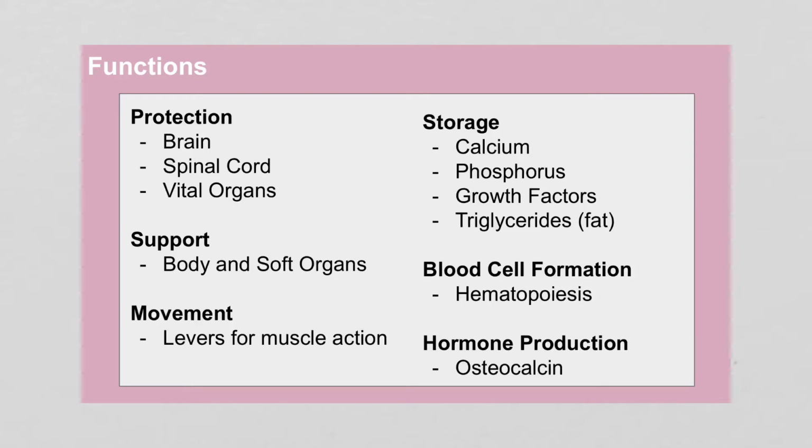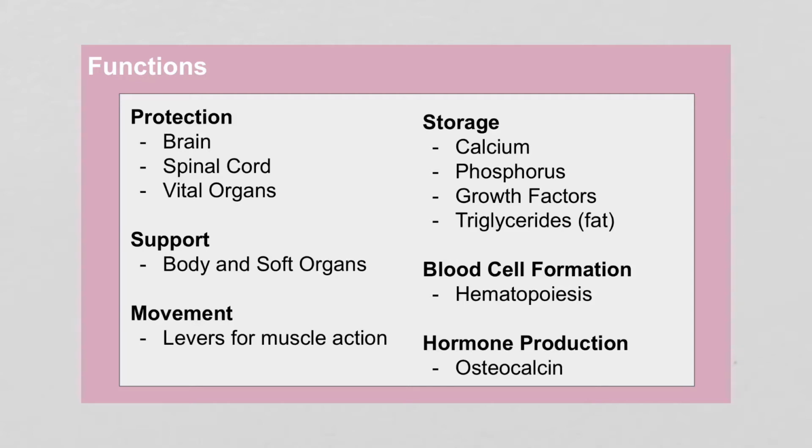Something that's probably not at the top of your head when you think of functions of bone is storage, but bone is a super important place for storing minerals like calcium and phosphorus, growth factors, and triglycerides or fat. So the triglycerides are stored within the yellow marrow of long bones.